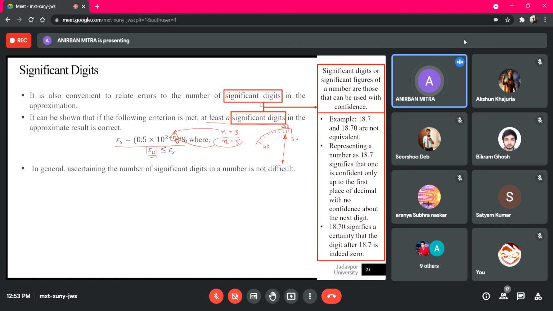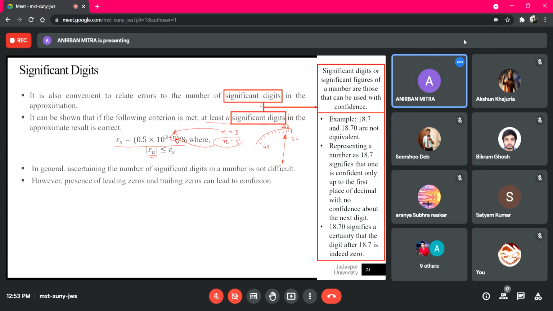And in general, this is not difficult. You are just required to count. So ascertaining the number of significant digits in a representation of a number is not that difficult. But it might be complicated in some cases if leading zeros or trailing zeros are involved.